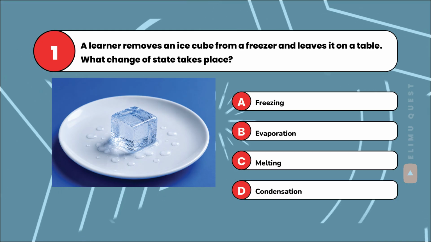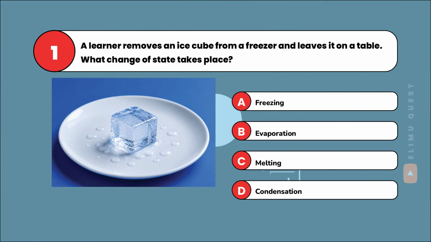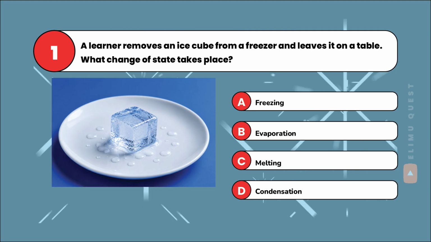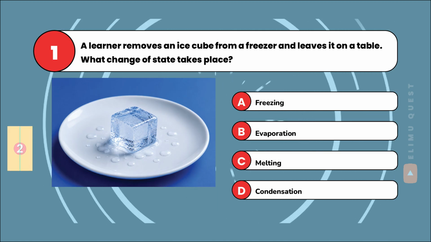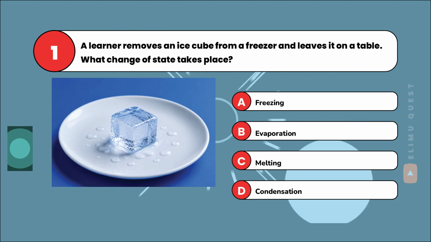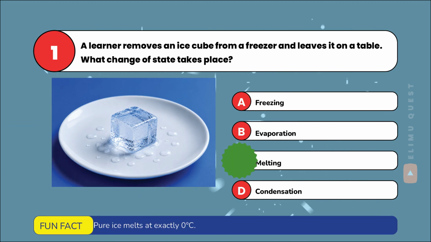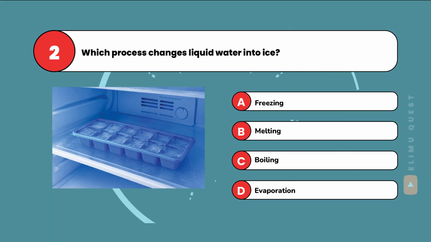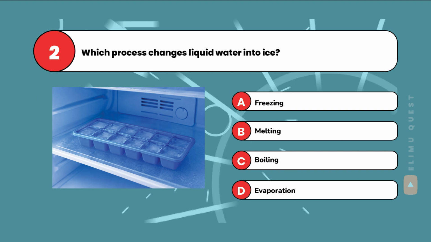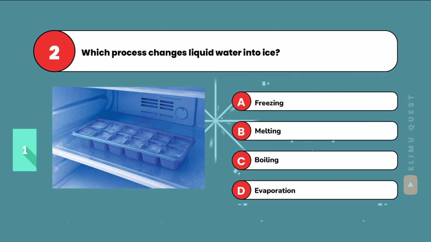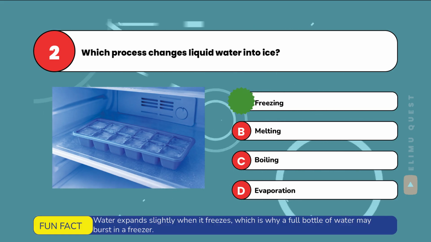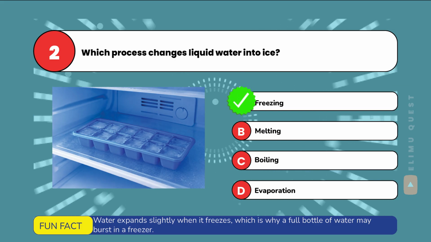Let's go. A learner removes an ice cube from a freezer and leaves it on a table. What change of state takes place? Ice gains heat and changes from a solid into a liquid by melting. Which process changes liquid water into ice? Water loses heat and changes into a solid by freezing.